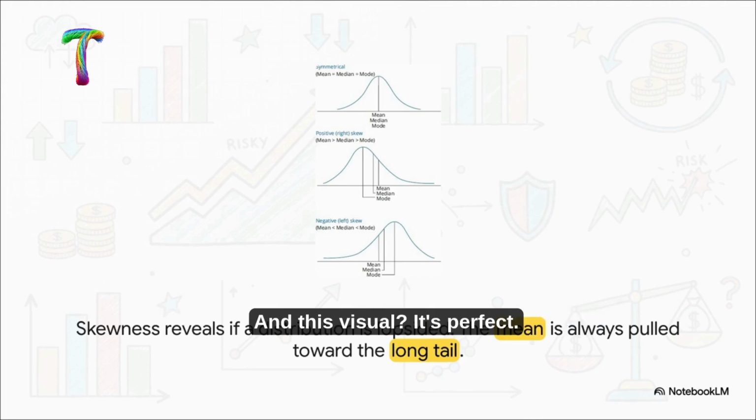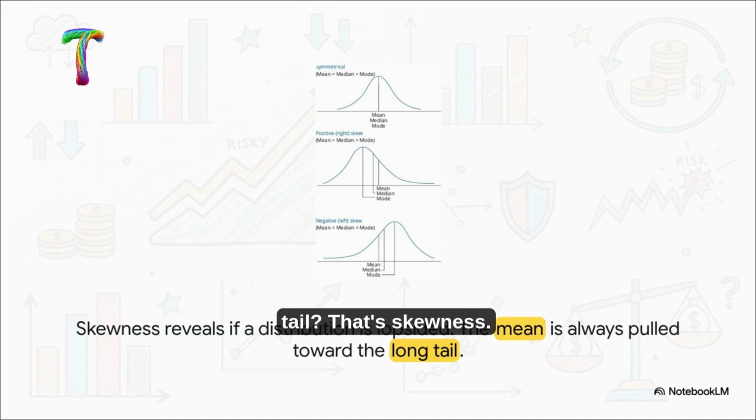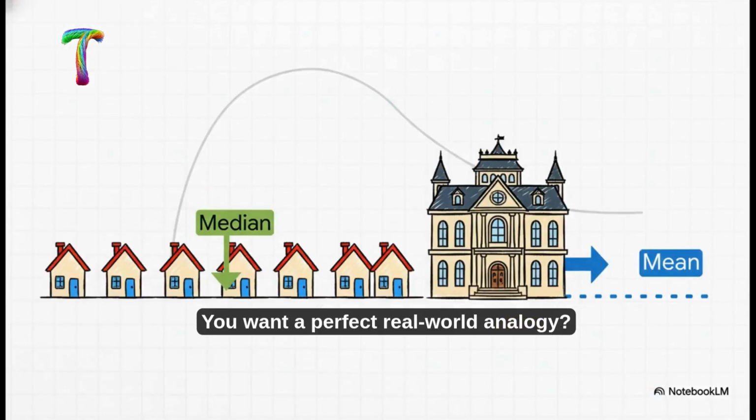And this visual, it's perfect. If you have a long tail of rare but super positive results, like our 100% portfolio manager, it's positively skewed. And see how the mean gets dragged in the direction of that long tail? That's skewness. You want a perfect real-world analogy?